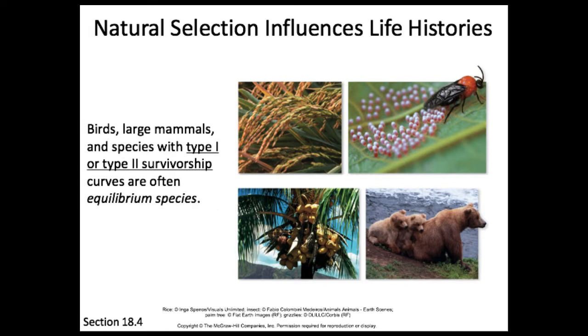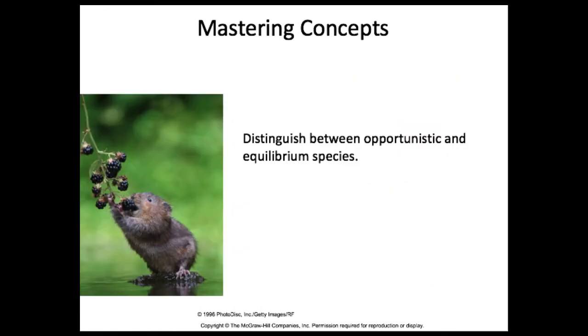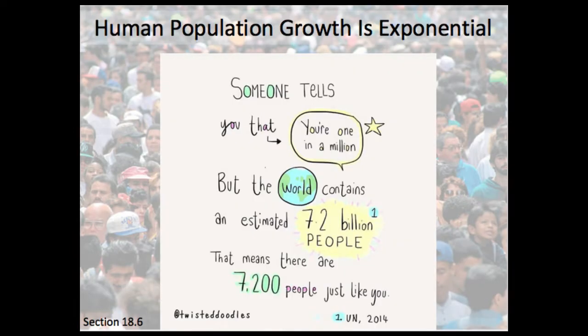Birds, large mammals, and species with type 1 or type 2 survivorship curves are often referred to as equilibrium species. When you're studying for the exam, please make certain you can distinguish between opportunistic and equilibrium species. In the last part of this chapter, it's all about calculating human population growth.